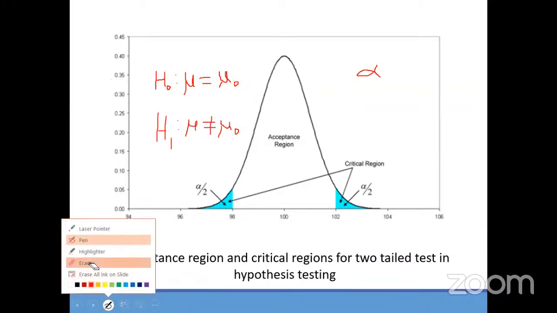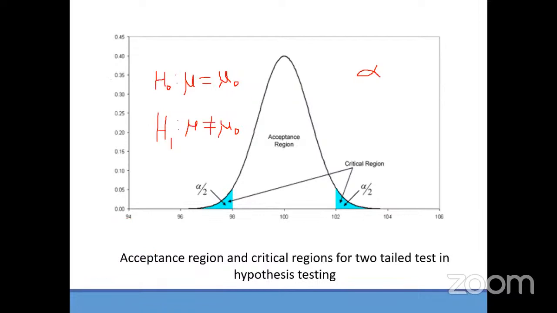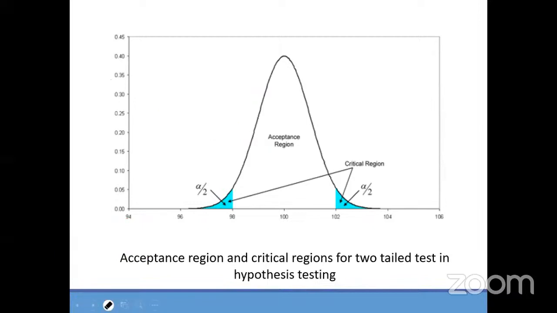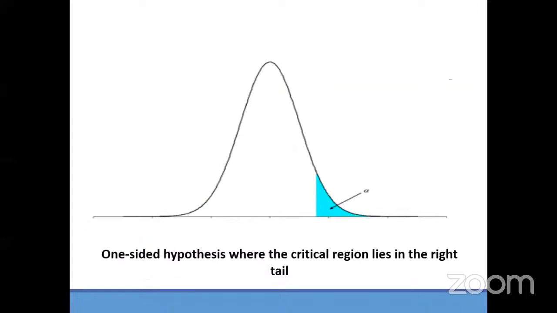So now I'll erase this. Erase all ink. Okay. And look at the other case. The other case is a one-sided hypothesis or one-tailed test. Can anyone tell me, what do you think? What is the sign of the null hypothesis in the case of a right-tailed test?